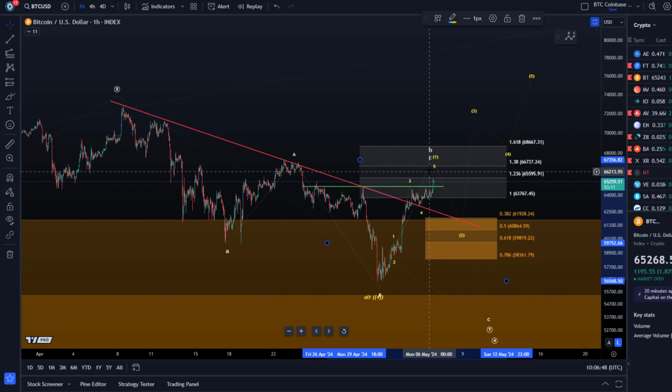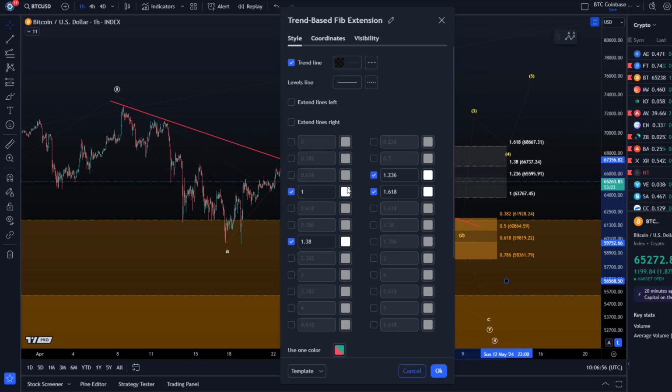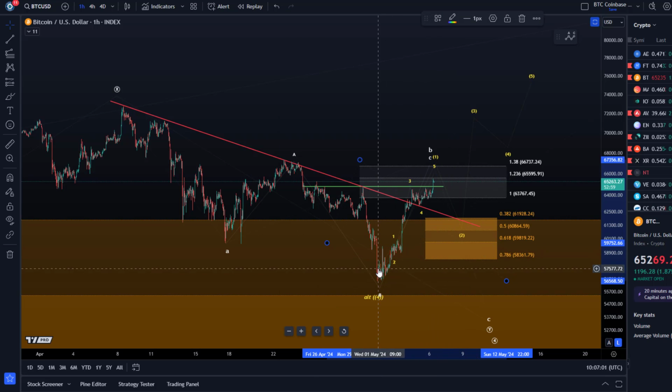Would be a bit too long for that C wave in wave B. But ideally it finds resistance somewhere here, but obviously it doesn't have to, right? I mean, it's just sort of looking at what are the common resistances in this C wave of wave B. And then it takes a break below that last swing low to indicate that a top of sorts is in place.